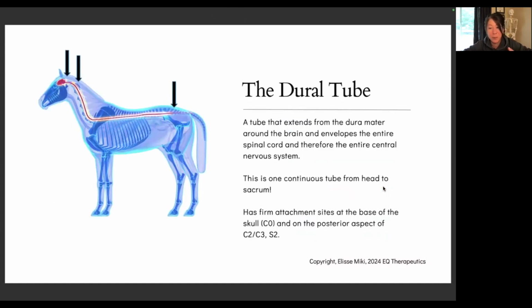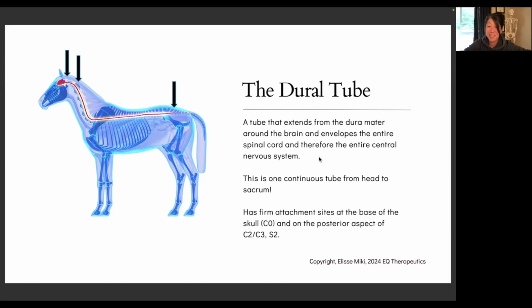Now we need to talk about a structure called the dural tube. So this is that continuation of the meningeal layers that is going to not only go around the entire brain, but it's going to extend and be continuous all the way around the entire length of the spinal cord. It's going to envelop the spinal cord, and therefore that's enveloping that entire CNS. So the whole nervous system is enveloped in this dural tube.